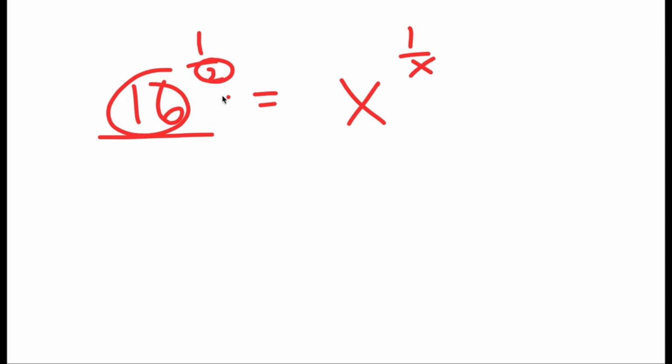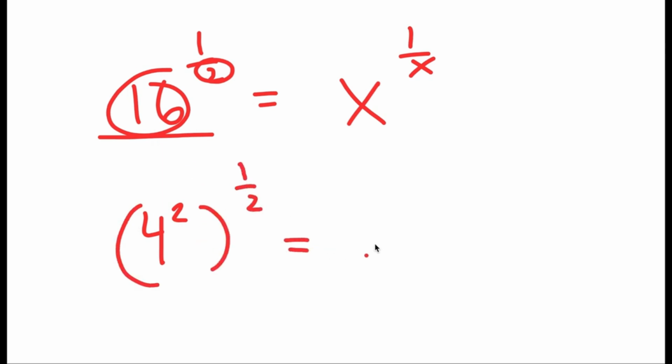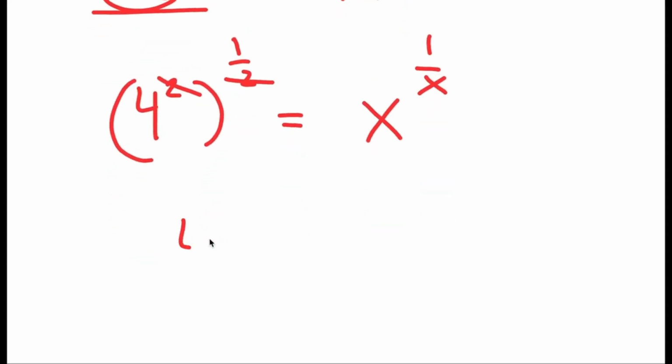So to do that, 16 is the same thing as 4 squared. So I'm going to rewrite it as 4 squared. So I have 4 squared to the power of 1/2 is equal to x to the power of 1 over x. And now remember, these two multiply. 2 times 1/2 is just 1. So I'm left with 4 is equal to x to the power of 1 over x.